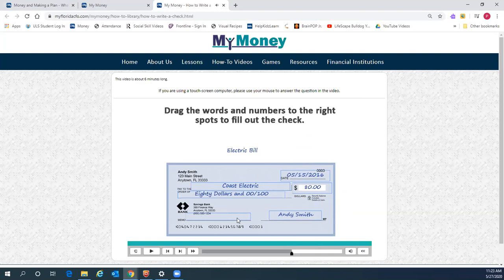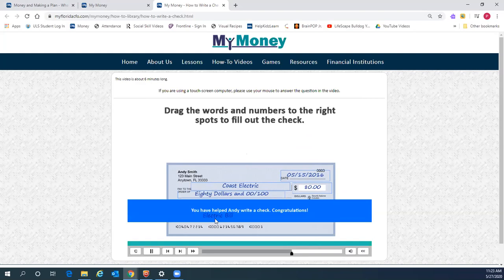And the memo line is where you can write a note for what it's for. So if it was rent or groceries, you can write it here. And what was this for? It's for Andy's electric bill.